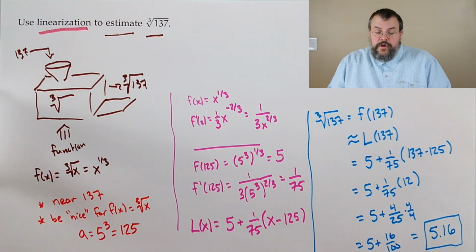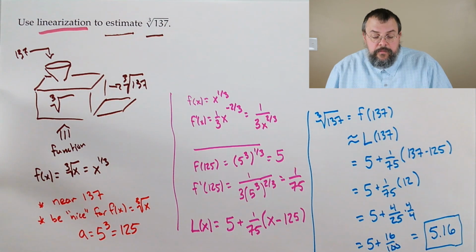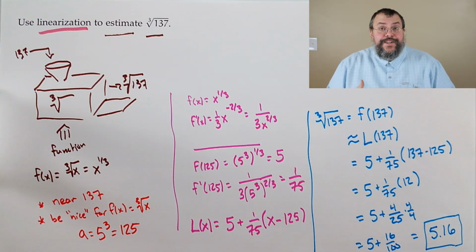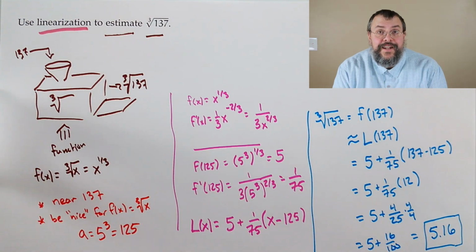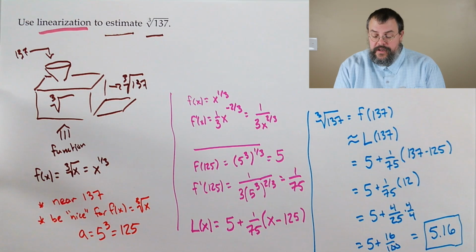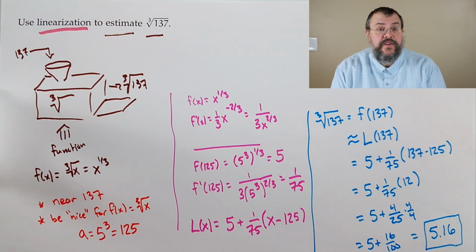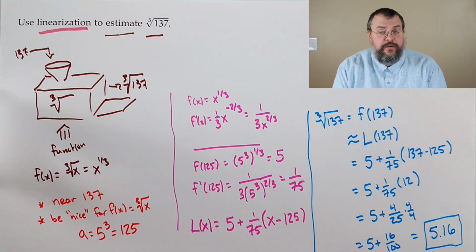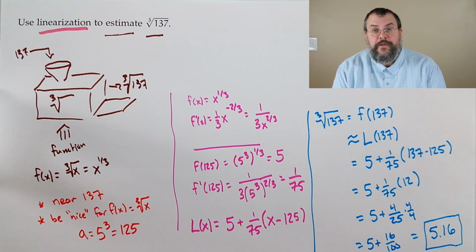So if you were to take a calculator and do the cube root of 137, you would see it's actually pretty close to 5.16. Not a bad estimate. I don't know what exactly it is. I don't have a calculator with me. But if I were stuck on a desert island and I had only coconut technology, this would be a great way for me to compute the cube root of 137.